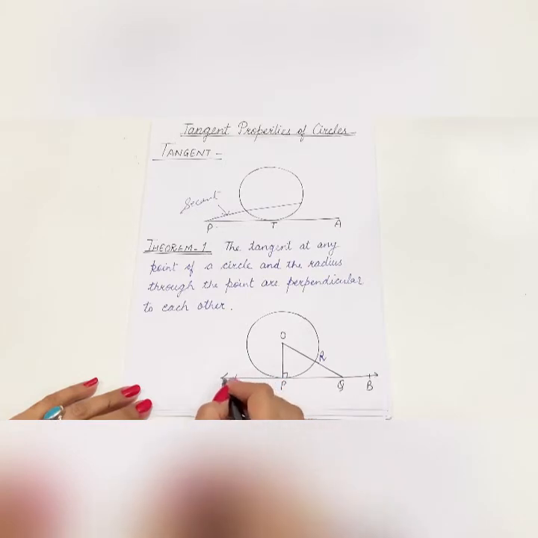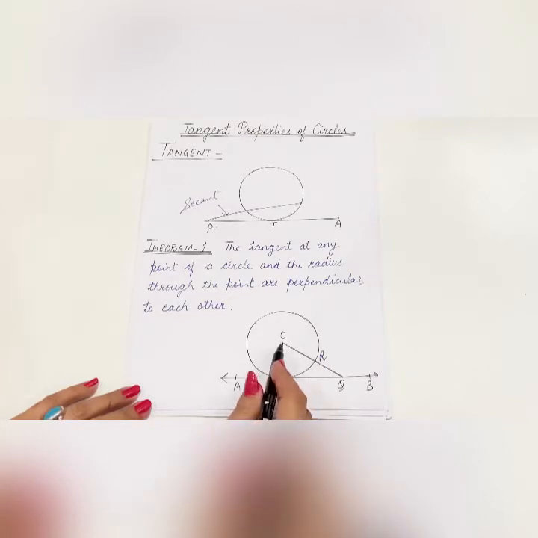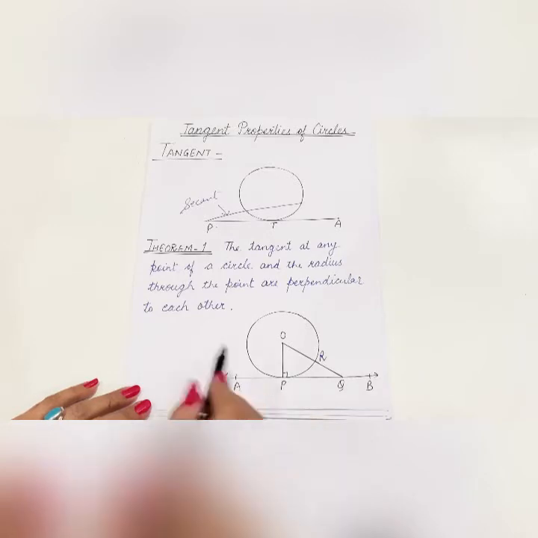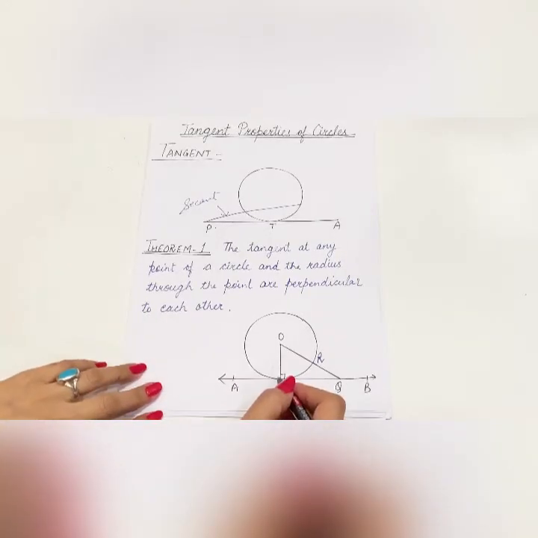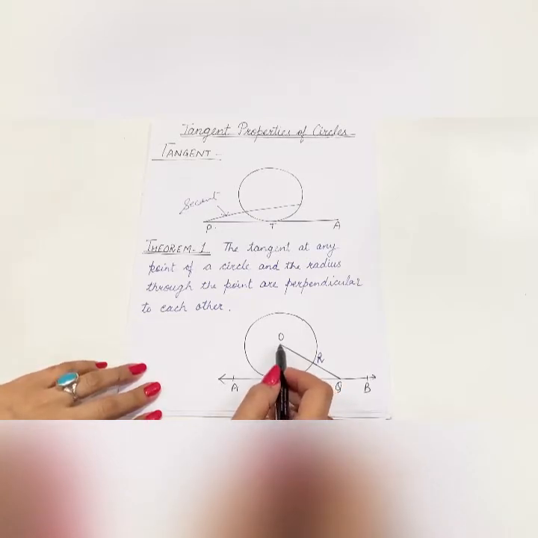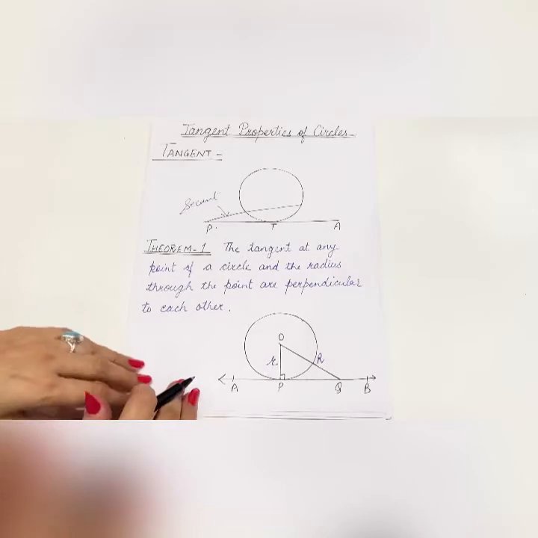P is a point at which the tangent is drawn. AB is a tangent to the circle. If this P point is joined to the center of the circle, we are getting OP as the radius. So OP is perpendicular to the tangent at the point of contact. This is the theorem we are having. Whatever the point of contact is there, when it is joined to the center of the circle, we will get the radius of the circle. And this radius is perpendicular to the tangent at the point of contact. This is the first theorem.